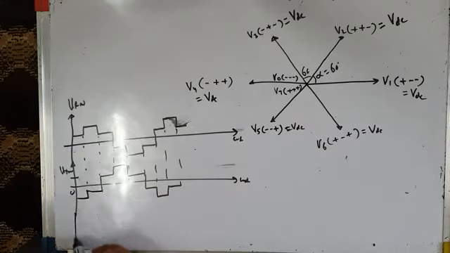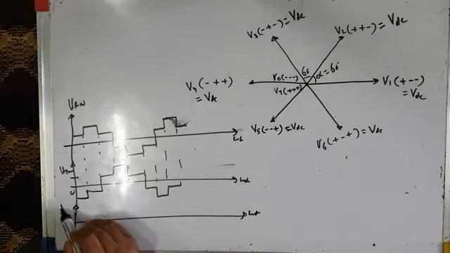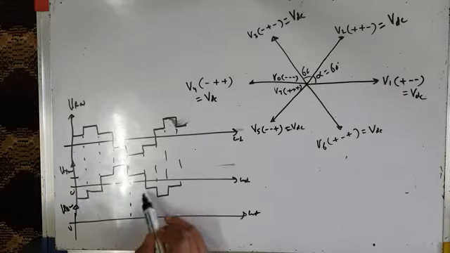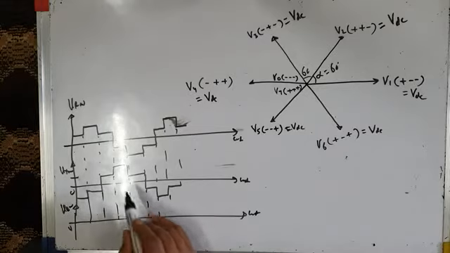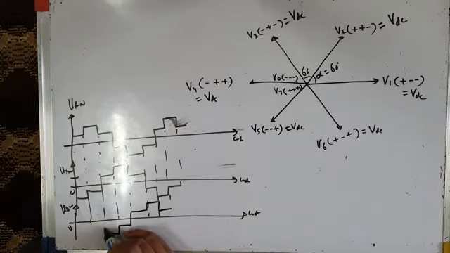This is VYN, and my VBN will start after another 120 degrees. 60 plus 60, 120 degrees. यहाँ से शुरू हो जाएगी. So 60 plus, so it will start from here. Okay, so these are my three voltages. Now you can start from here.